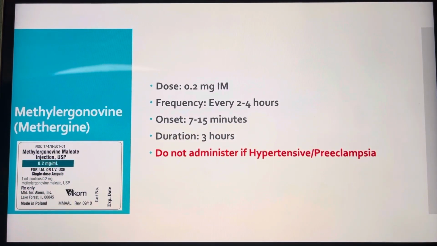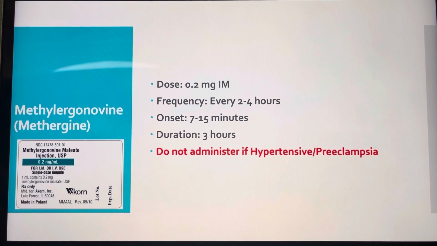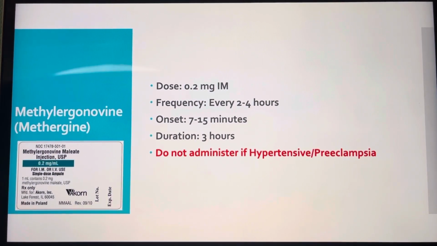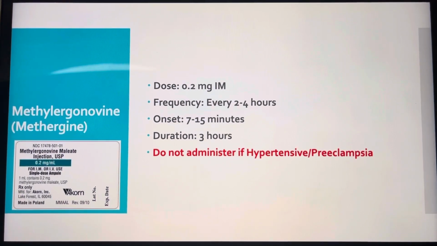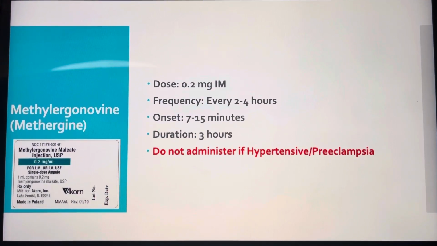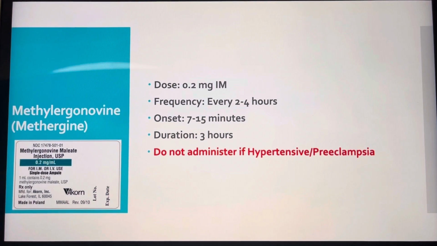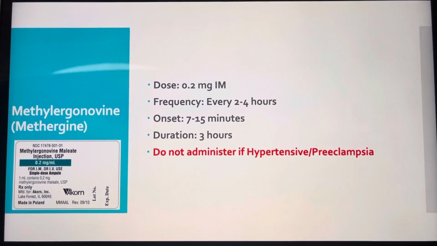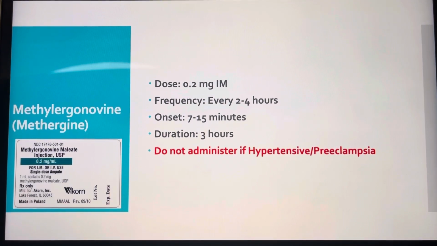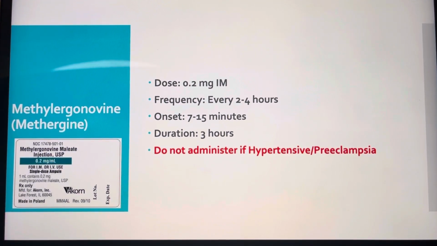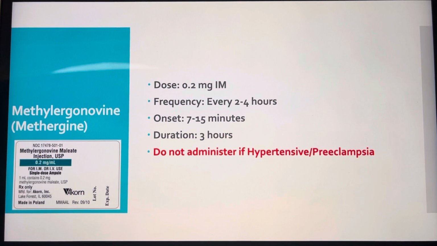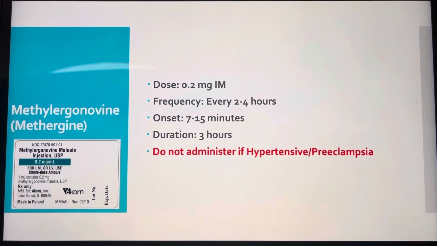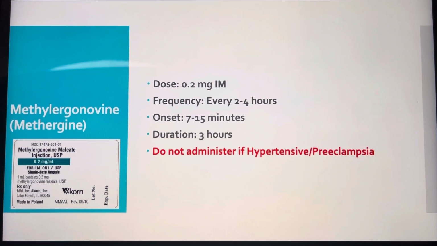Another form of medication management is Methergine. Methergine is given IM. The dose is 0.2 milligrams. You can give it every 2 to 4 hours. Onset is 7 to 15 minutes. It lasts about 3 hours. This medication also is to produce uterine contractions. It's very important that you don't administer this medication to a hypertensive or preeclamptic patient, because it would just increase the hypertensive reaction.